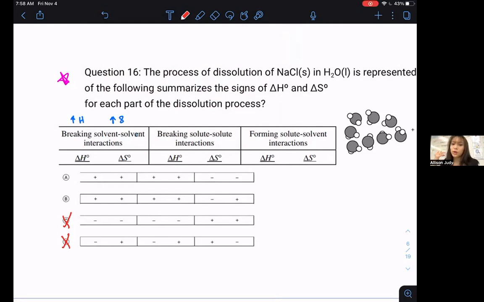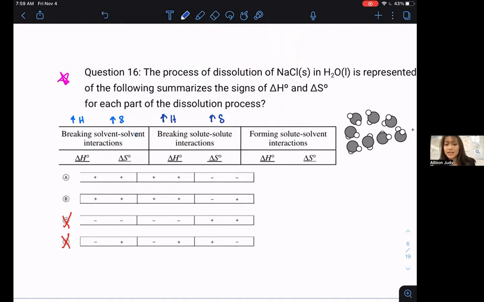Moving on to the next one, breaking solute-solute interactions. Well, it's the same thing, just looking at a different particle. We're going to take in energy to do that. We have to break apart those intermolecular forces, and we're going to create a more disorderly state for the solute particles. And so A and B are still in the game.